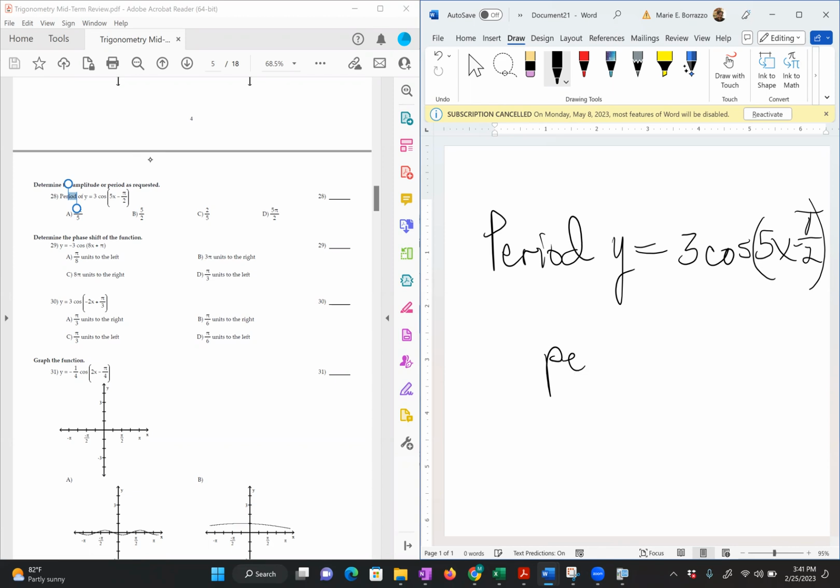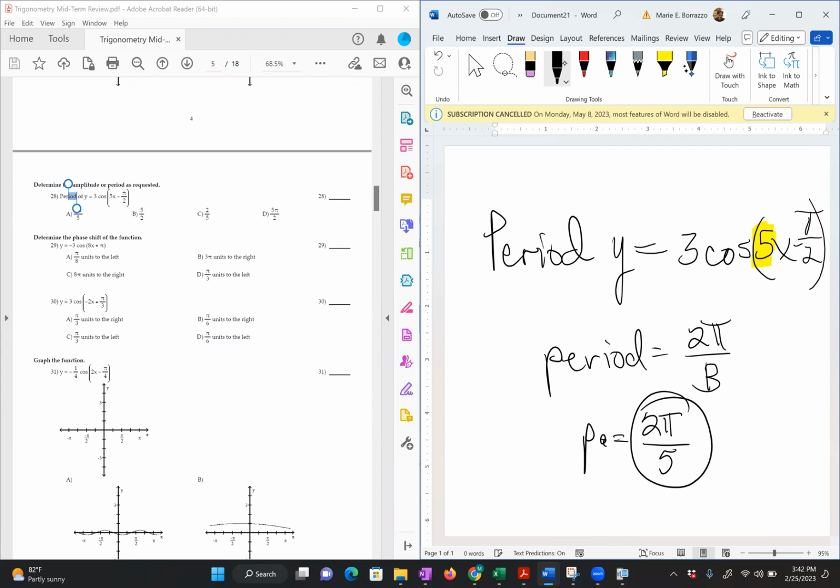Remember, the period for sine and cosine is 2 pi over b. Once again, here's your b term. So if we take 2 pi over 5, that is your period, which in this case is answer choice A.